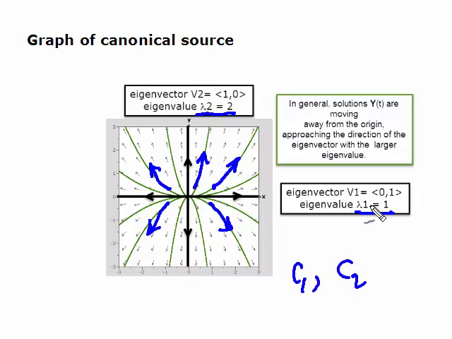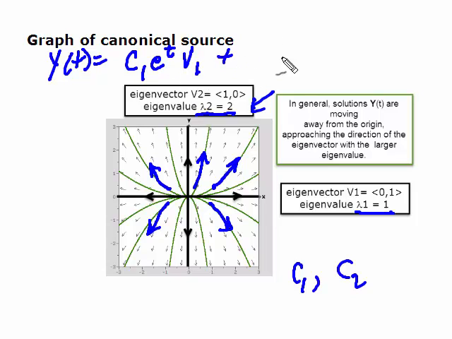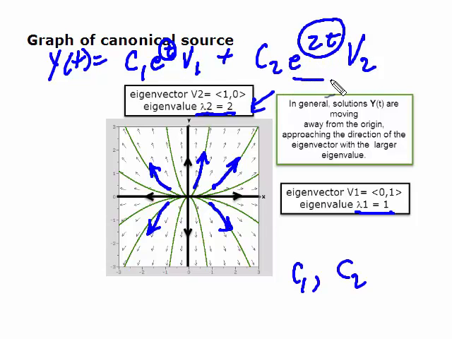As time goes on, which one is going to be the more significant one? It's going to be the bigger one. Remember, your solutions look like this. In this case, it would be c1 e^t v1 plus c2 e^(2t) v2. Okay, as time goes on, this gets to be more prominent than this one, and so it has more influence over the solution. In fact, as time approaches infinity, this one becomes almost not much of a contribution at all. And you can see that in here.